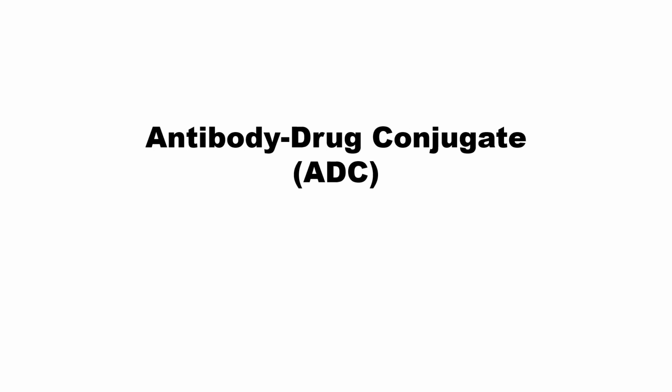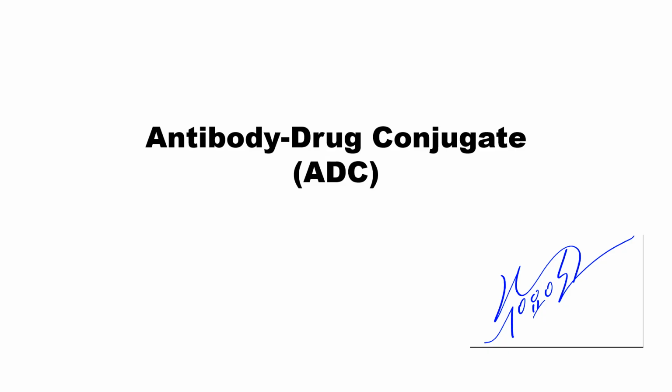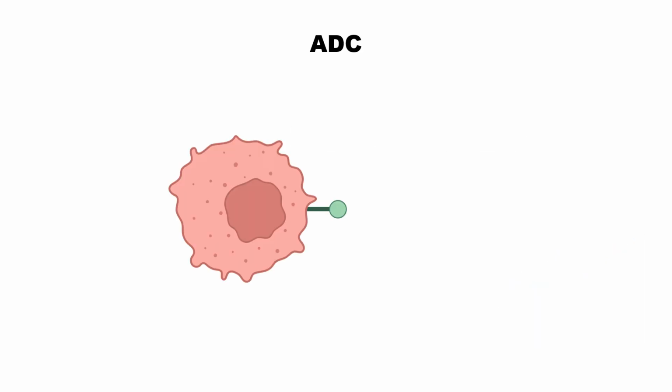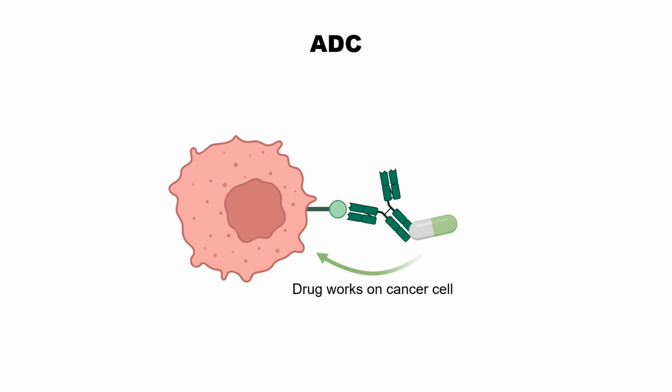Antibody drug conjugate. If a cancer cell expresses a specific antigen, then an antibody can recognize the antigen. This antibody can be conjugated with an anti-cancer drug. Then this conjugated drug selectively works on cancer cells. This concept is called ADC, antibody drug conjugate.